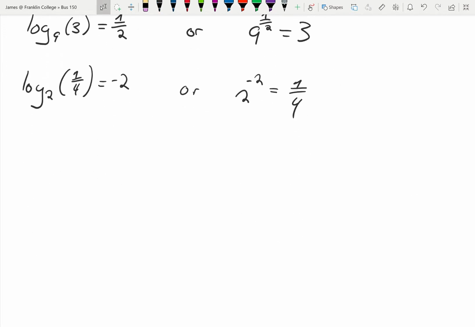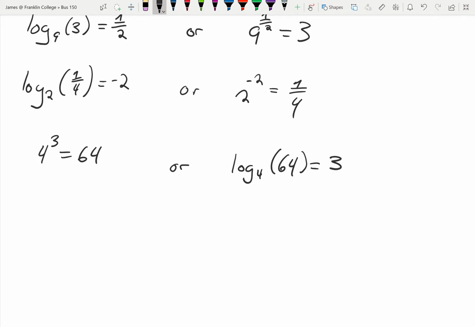Alright, let's do it in the other direction now. If we have 4 raised to the third power equals 64, that's the same thing as saying log base 4 of 64 equals 3.